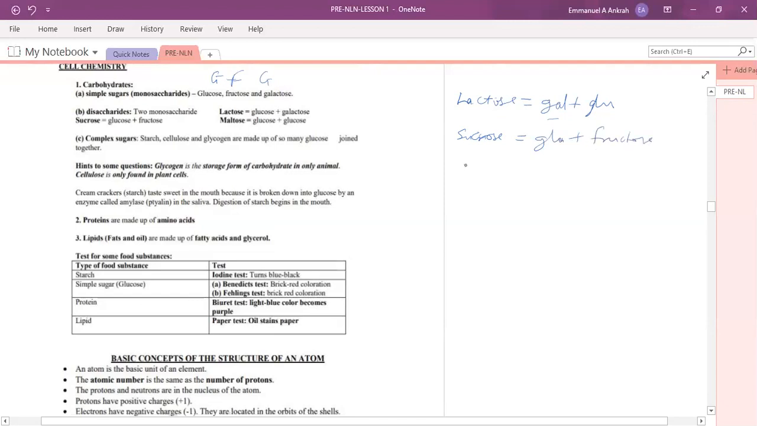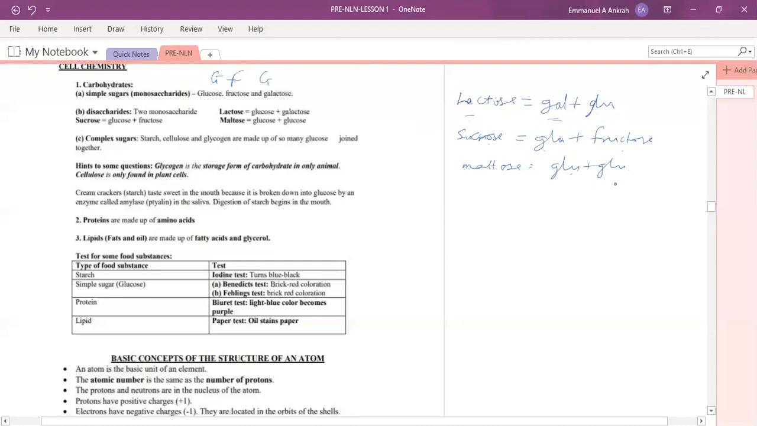And then the last one, maltose, found in malt, is made up of glucose and glucose. That's two glucose molecules. Okay. So once I eliminate lactose, and I know sucrose is fructose, lactose is galactose, the second part is just glucose added on. Okay. So if somebody eats sucrose, it breaks down into fructose and glucose. Maltose breaks down into glucose and glucose. Okay. We'll talk about that again on digestion.